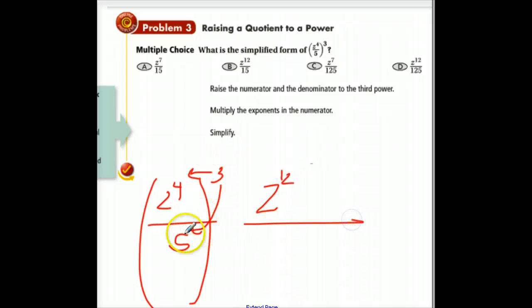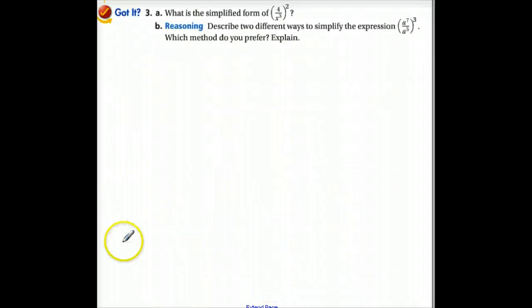And then on bottom, I have 5 to the 3rd power. Well, 5 to the 3rd power is 125. So that's my final answer, z to the 12th power over 125. All right.